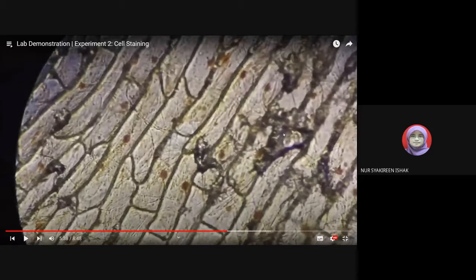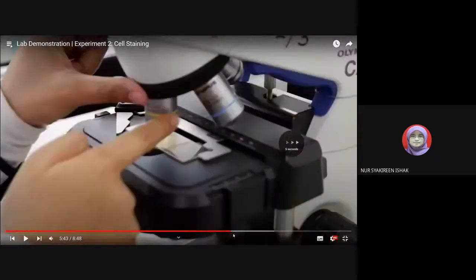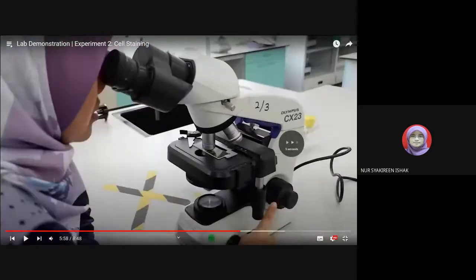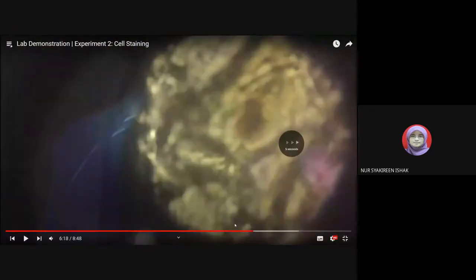For the 400 times magnification, is this 400? Just a moment. Earlier was the 10 times lens. So next is the 40 times lens, which is 400 times magnification. This is the clearer image. And earlier, these were the air bubbles. You take the image with the much clearer view, so you omit the air bubbles.